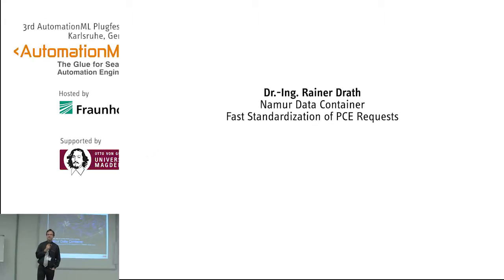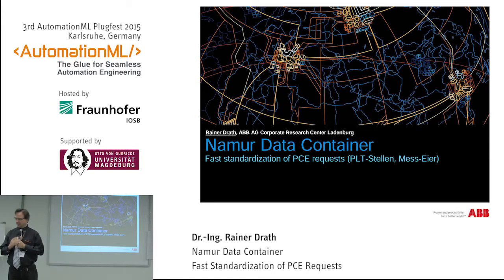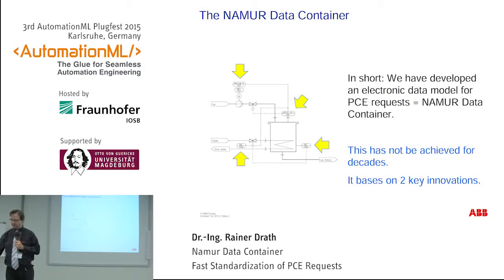So the last success story is about the Namur data container. This is something that is related to the process industry and not for the manufacturing industry. When you design a process plant, you usually use these P&I diagrams. This is a graphical representation, internationally standardized for the depiction of process plants.